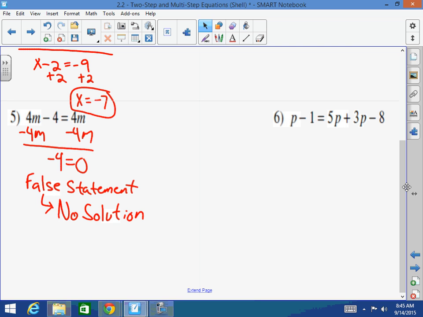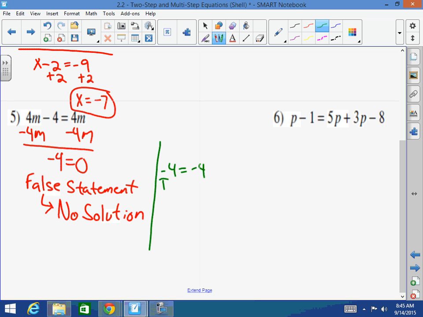If by chance you were solving and you were to render a true statement like this, if it's a true statement, then what you have is all real numbers. That means that any number you plug into x will render a correct answer.